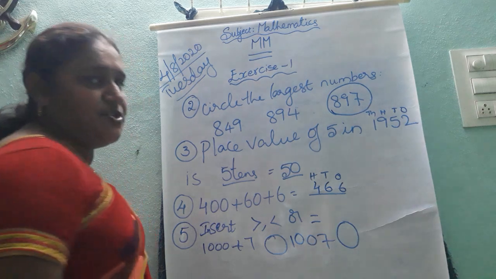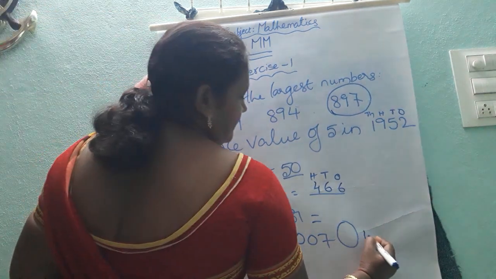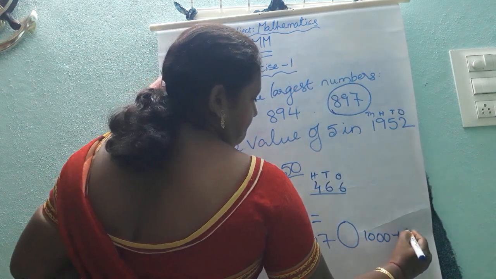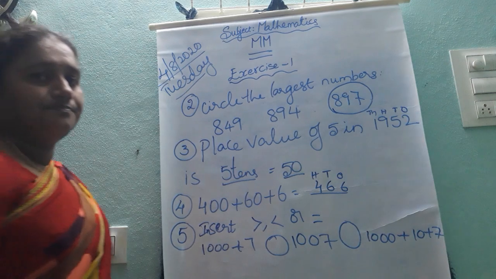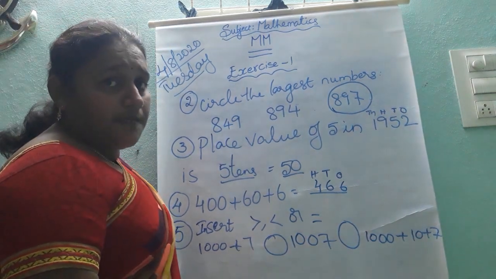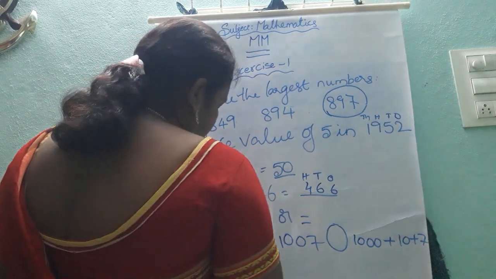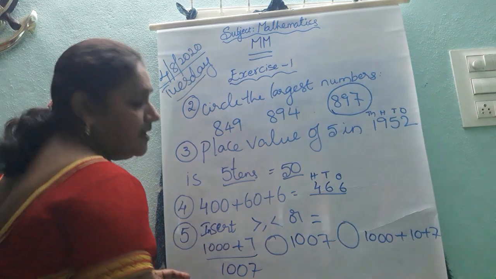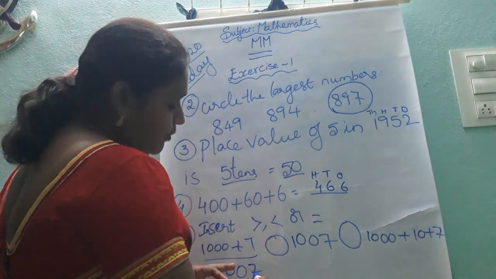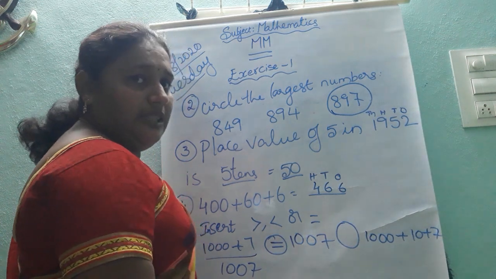And then next, children. Next one. 1000 plus 10 plus 7. If you observe that 1000 plus 7, what is 1000 plus 7? 1007. Next, 1007. Both are equal. So you can put the equality symbol between these two.